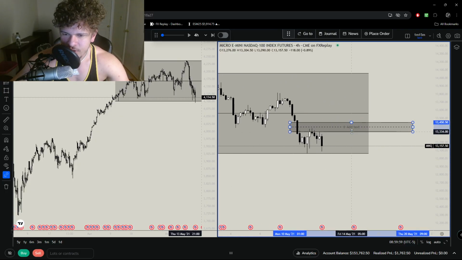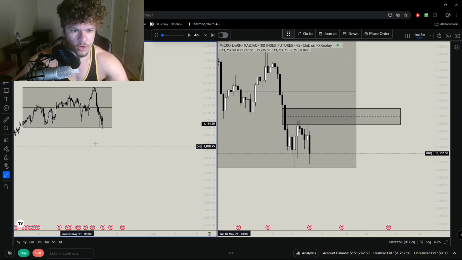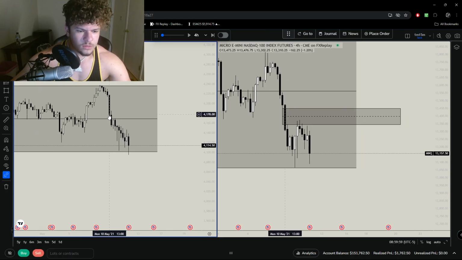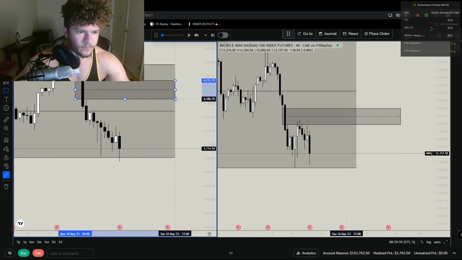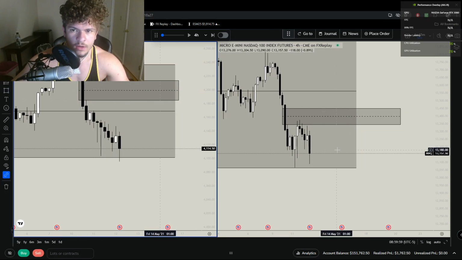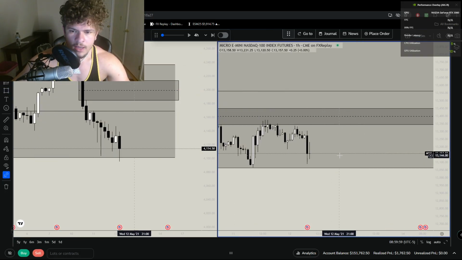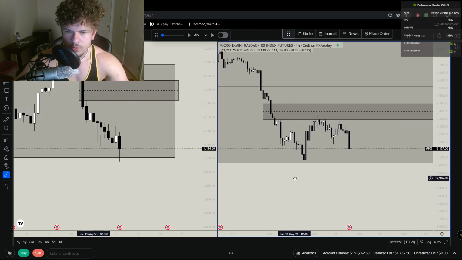So we have these 4-hour imbalances that we did respect the consequent encroachment of, which, again, is another narrative that we want to go lower here. I just don't have a super strong bias right here. I kind of just want to see how price behaves. Did we look on the 1 hour yet? Even then, we have so much low resistance liquidity.